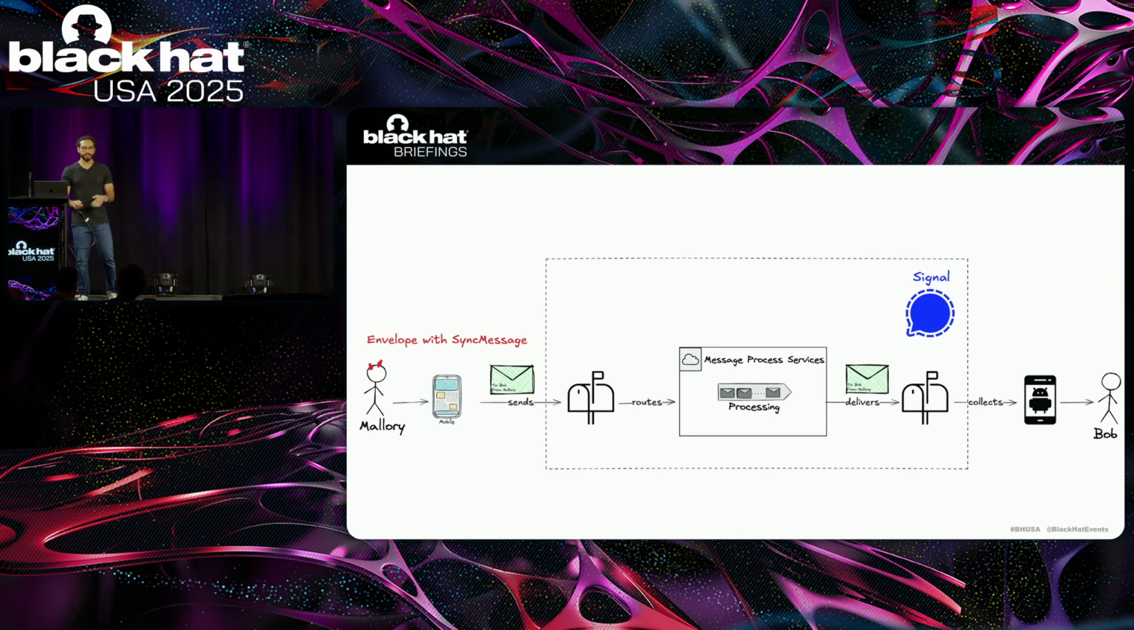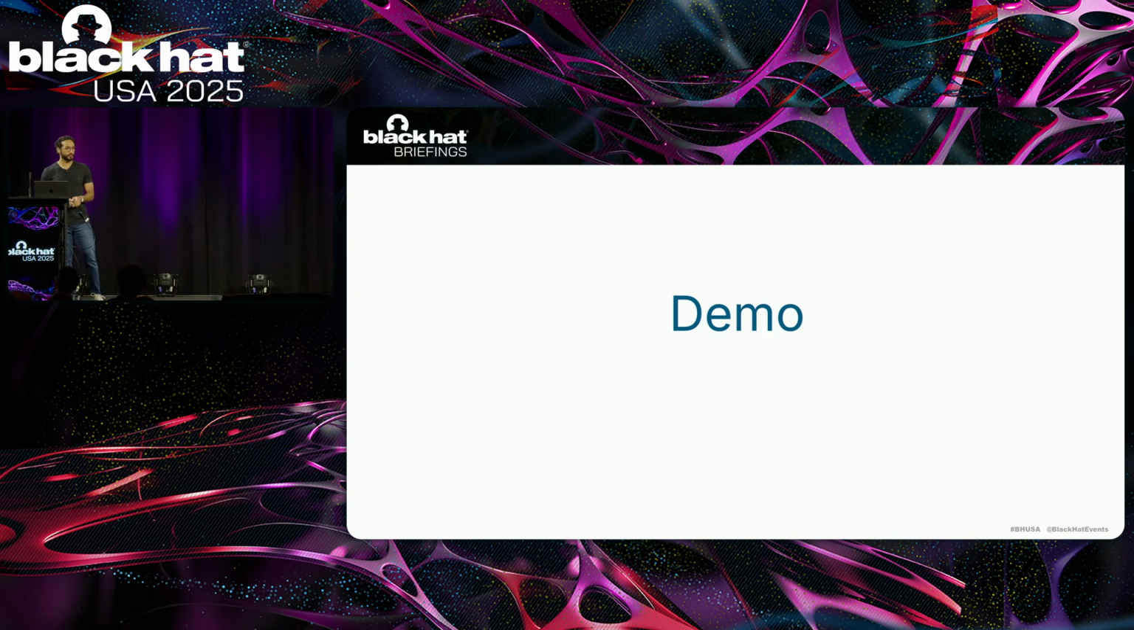To visualize this, finally we bring Mallory to the party. So Mallory sends a sync message, end-to-end encrypted. The server cannot see anything. Everything is end-to-end encrypted. The message looks very normal, like a message that you send to the user. And Bob's client, in case it's Android, will actually process this control message and change the state of the application. And now we can go to a demo.